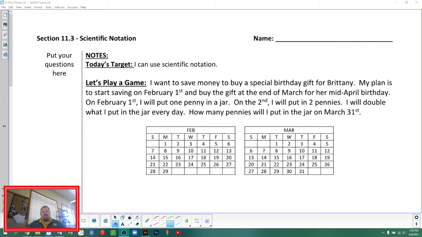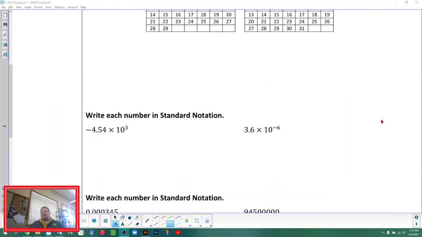But it does say I want to save money to buy a special birthday gift for Brittany. My plan is to start saving on February 1st and buy the gift at the end of March for her mid-April birthday. And it says that on February 1st, I'm going to put 1 penny in the jar. On the 2nd, I will put 2 pennies. Then every day after that, I'm going to double what I put in the jar on the previous day. So how many pennies will I put in the jar on March 31st? Try to think about that and see how far you can get, and we'll expose the answer tomorrow.